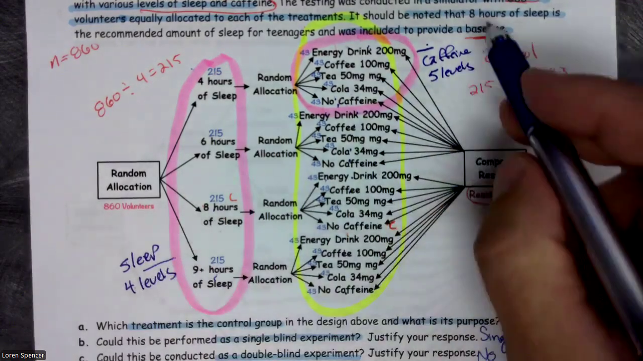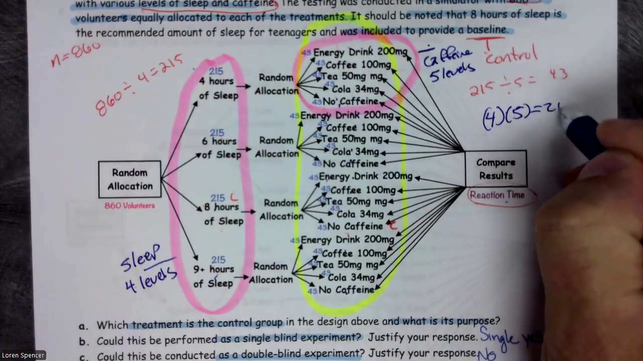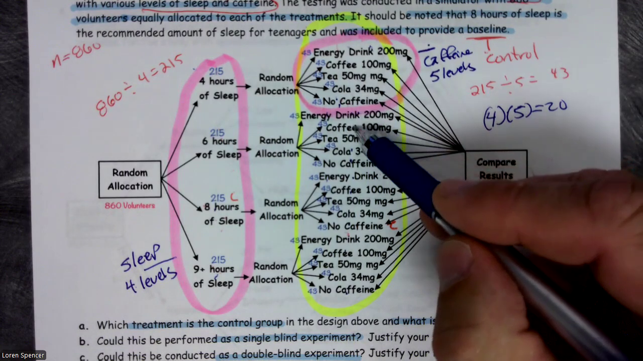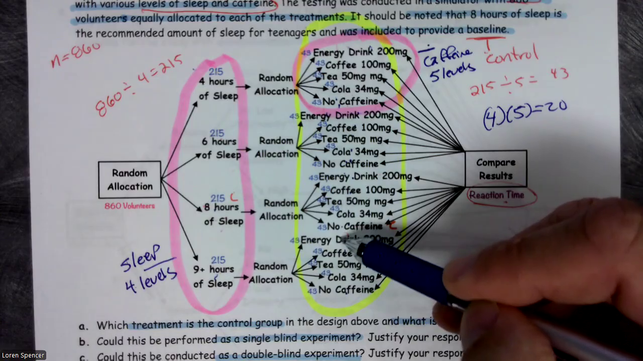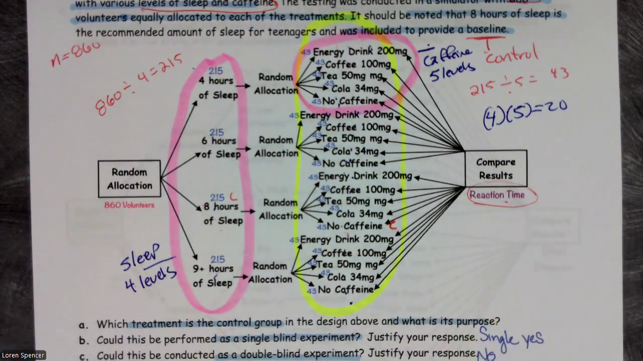Incidentally, what's 4 times 5? 4 times 5 equals 20. And look at this, 1, 2, 3, 4, 5, 6, 7, 8, 9, 10, 11, 12, 13, 14, 15, 16, 17, 18, 19, 20 different treatments.